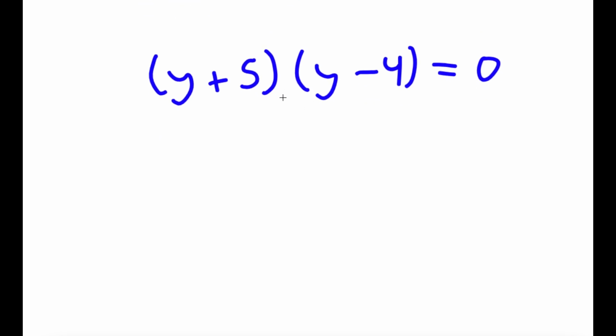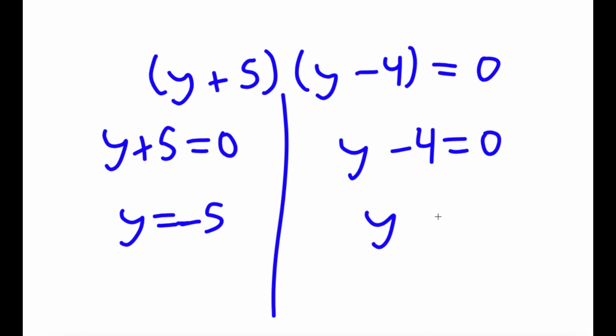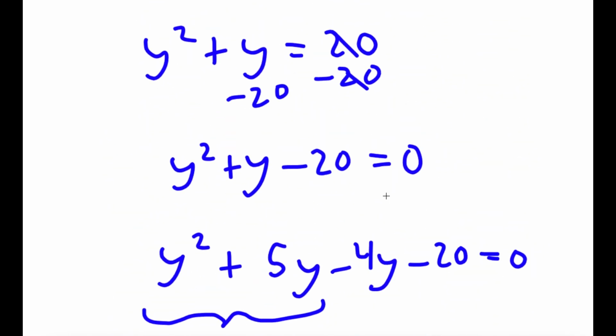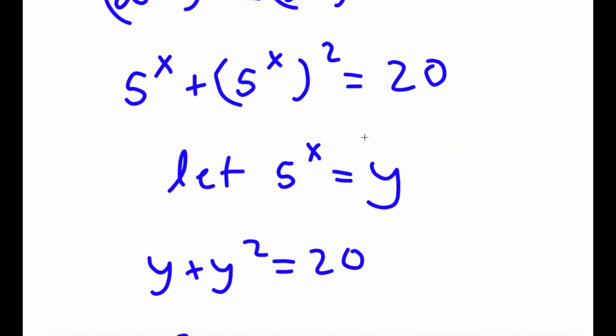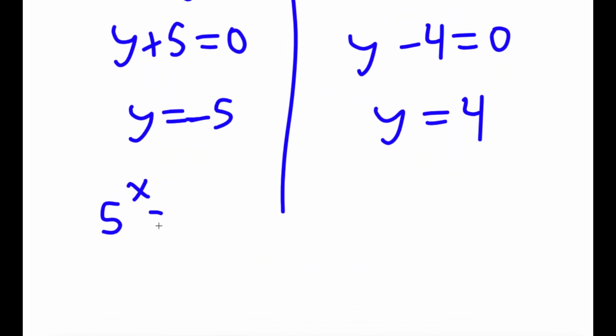So now this is going to give me two equations. I have y plus 5 is equal to 0, and I have y minus 4 is equal to 0. So for y plus 5 equals 0, y is equal to negative 5. And for y minus 4 equals 0, y equals 4. Now, remember how we let 5 to the power of x equal to y. So now this is going to give me two equations. I have 5 to the power of x is equal to negative 5, and I have 5 to the power of x is equal to 4.